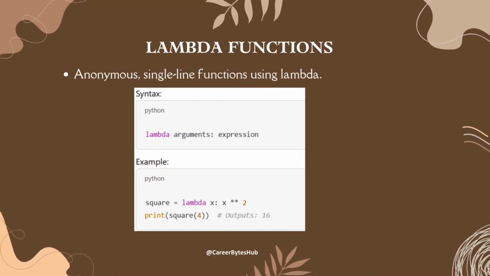Lambda functions are anonymous, single-line functions in Python. They're useful for short operations that don't require a full function definition. For example, a lambda function can calculate the square of a number in one line of code.